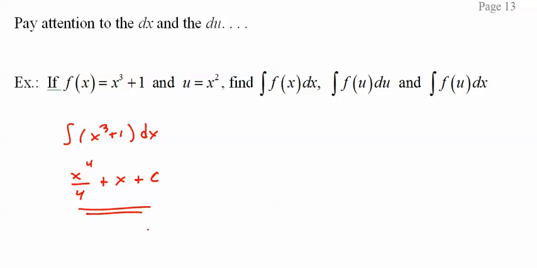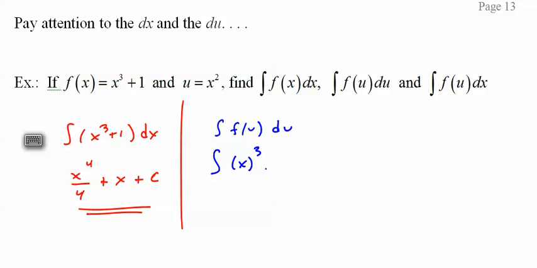Now we do the next one, integral of f of u du. Integral of f of u, keep putting little f on my integral signs, with respect to u, well that's the integral of u is x squared, so f of x squared is x squared to the third plus 1.